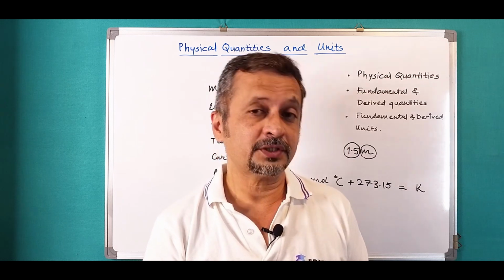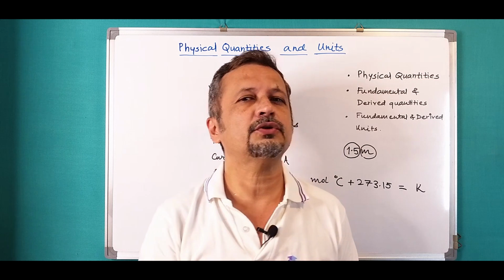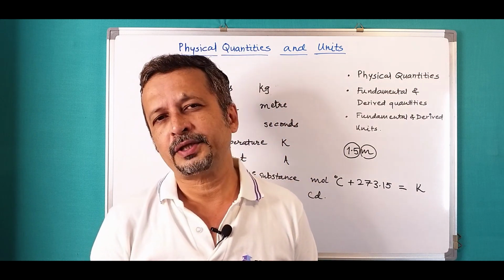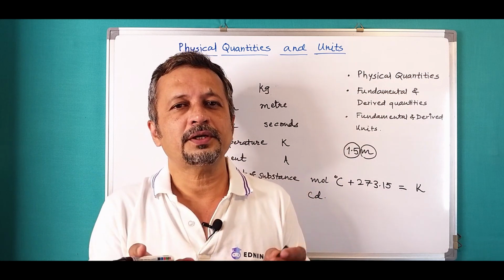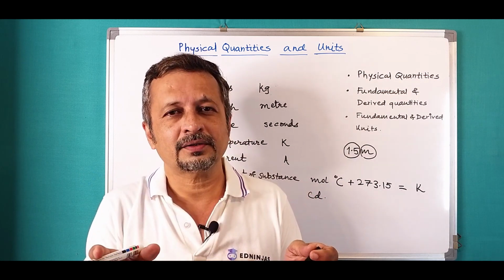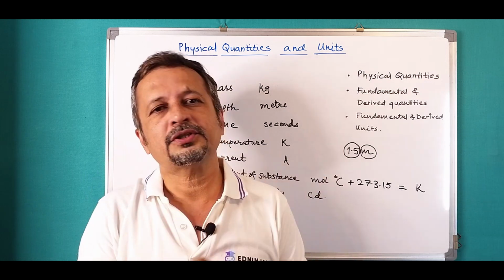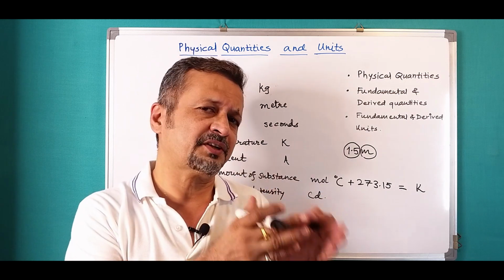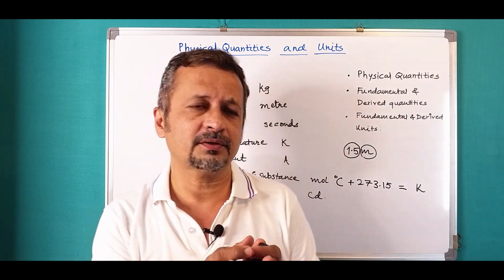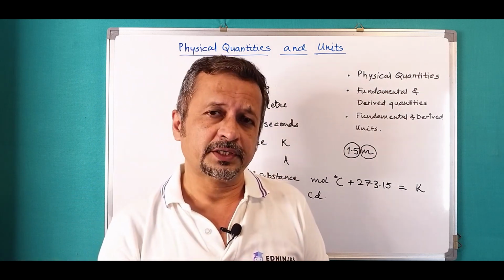Now what is this Kelvin scale? The absolute zero of the Kelvin scale is that temperature at which the intermolecular movement ceases, the molecules come to complete rest, and that temperature is called absolute zero. That happens at minus 273.15 degrees Celsius, right? So these are the fundamental physical quantities.